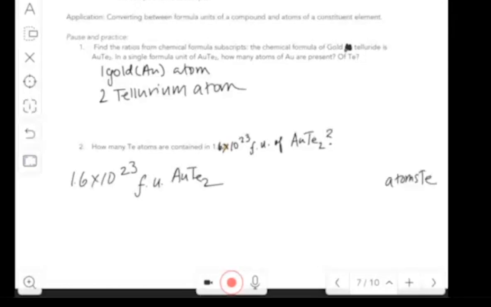Let's look back at our coefficients. How many Te atoms are in one molecule? So we can use that relationship, but remember, we want our units to cancel. So we would put 1 unit of gold telluride at the bottom and 2 units of telluride at the top. Formula units of gold telluride cancels, and we end up with 3.2 times 10 to the 23rd telluride atoms.